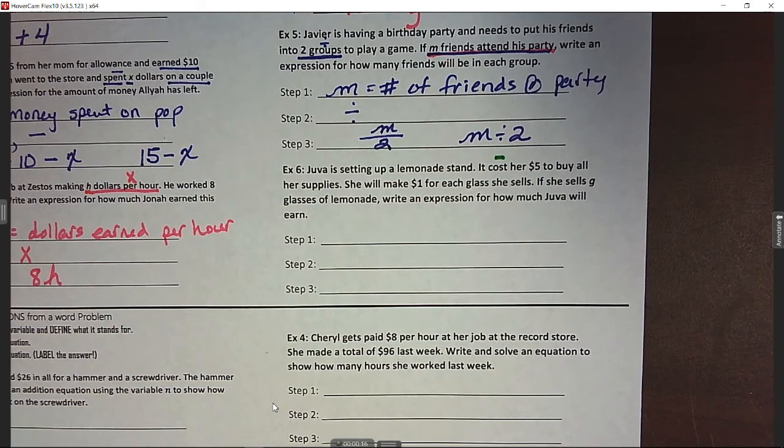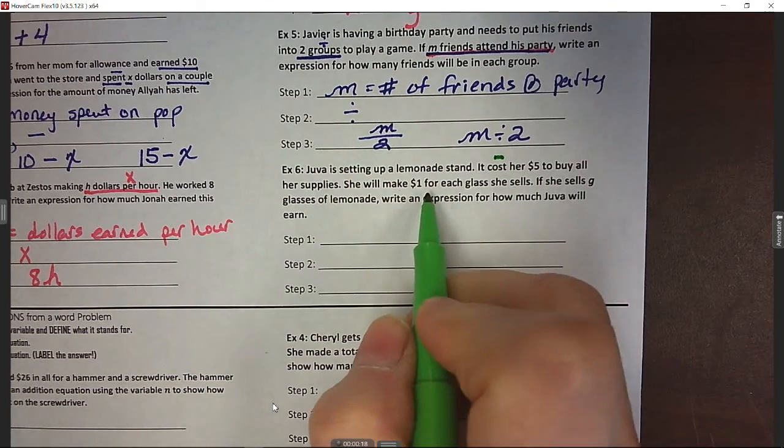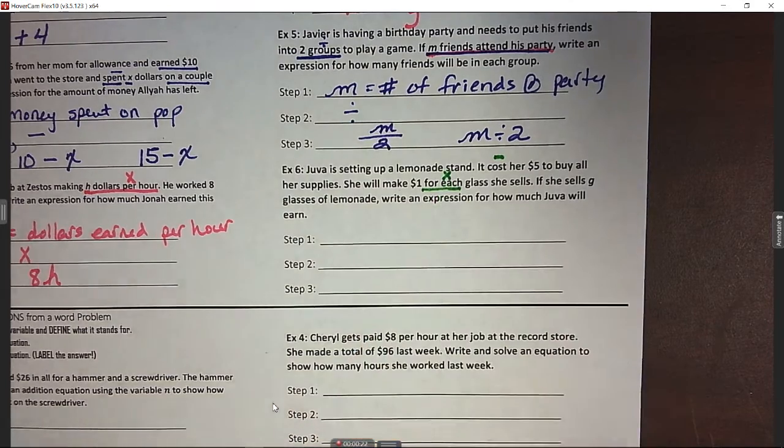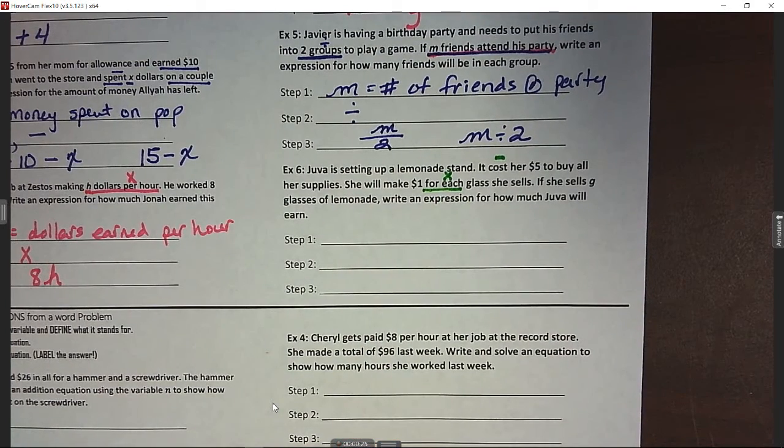She will make $1 for each. For each is another way to write the word per. So we want to think about multiplication there. Each glass she sells. If she sells G glasses of lemonade, write an expression for how much Huva will earn.